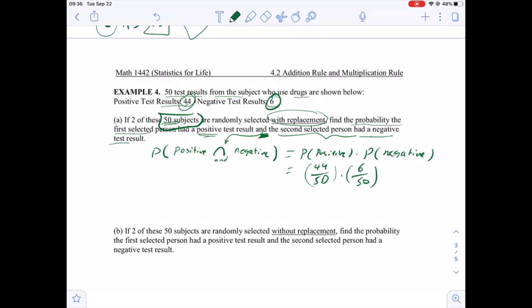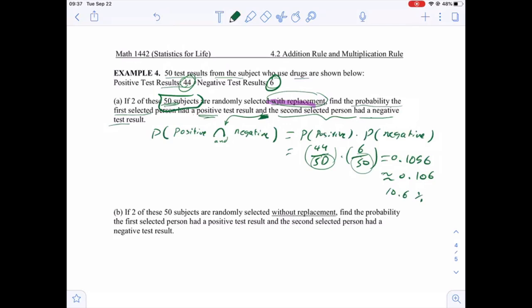positive, we have 44 possibilities out of 50. And then for the second one, we still have 50, because when we choose the first person, after checking that person or subject, we ask him to go back to that set, and then we choose another one to see if that subject is positive or negative. So that means we still have the same sample size, because the selection was random and with replacement. So we just multiply these two to get 0.1056. We can just round it to 0.106 or 10.6%.